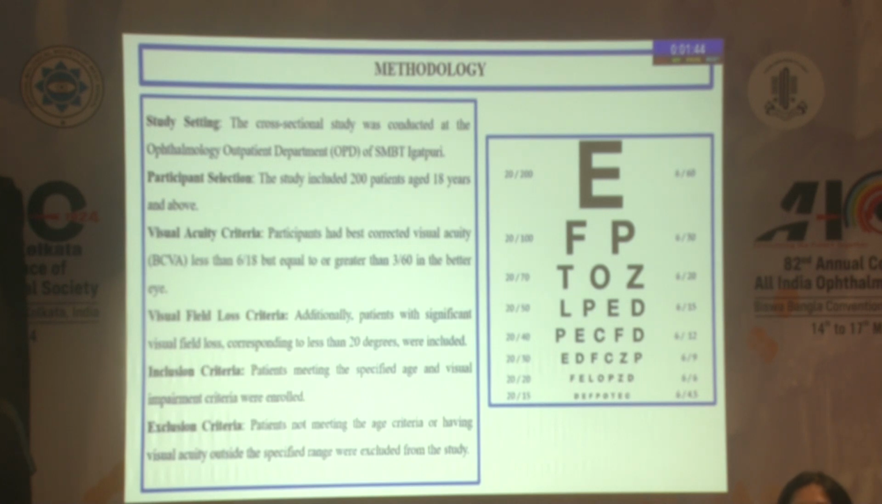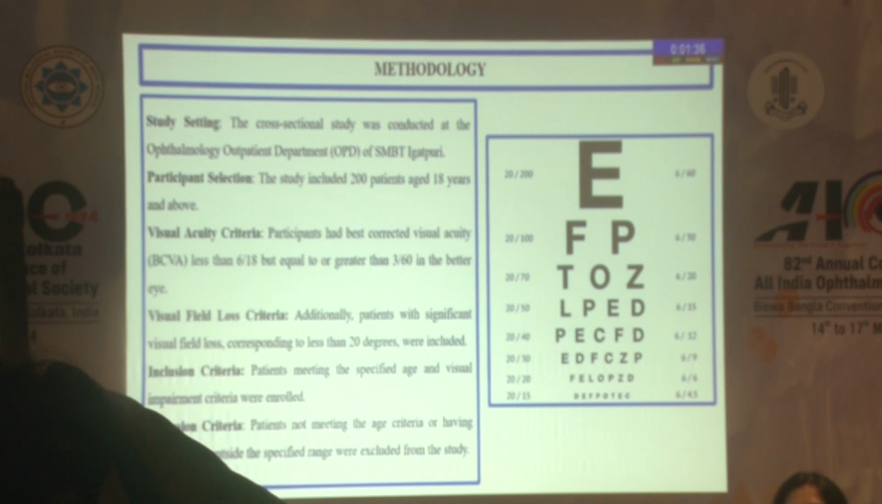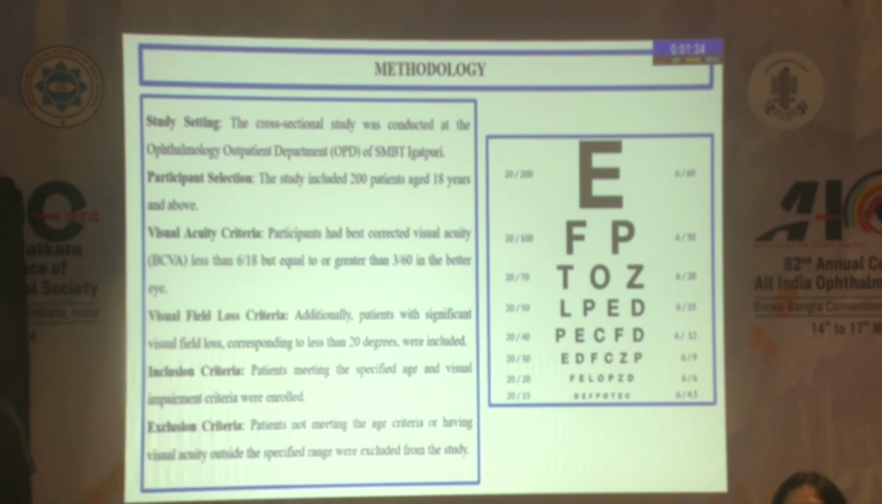Study setting: the cross-sectional study was conducted at the ophthalmology OPD of SMBT Igatpuri. The study included 200 patients aged 18 years and above. Participants had best corrected visual acuity less than 6/18 but equal to or greater than 3/60 in the better eye. Additionally, patients with significant visual field loss corresponding to less than 20 degrees were included. Patients meeting the specific age and visual impairment criteria were enrolled. Patients not meeting the age criteria or having visual acuity outside the specified range were excluded from the study.